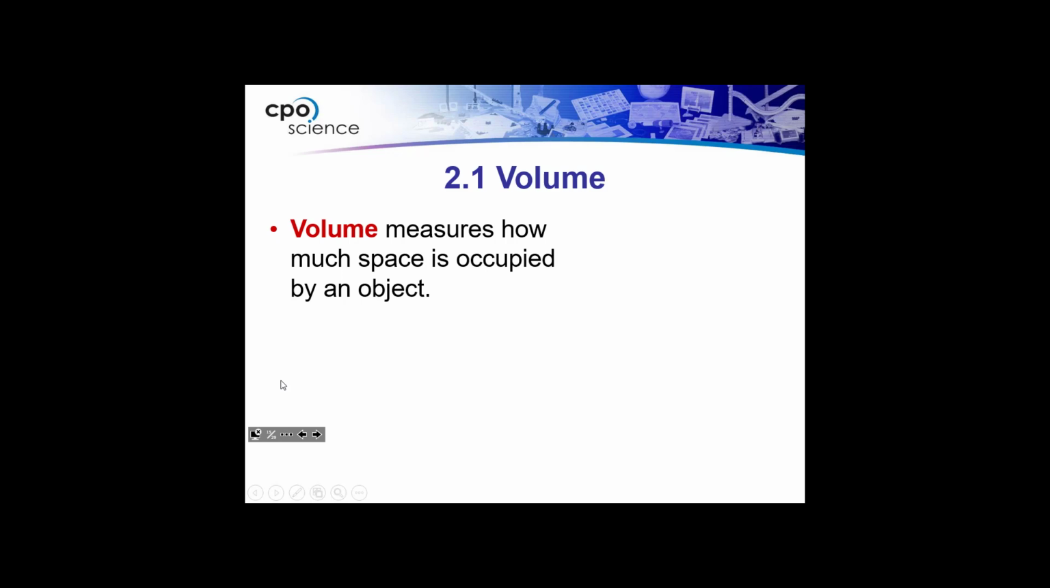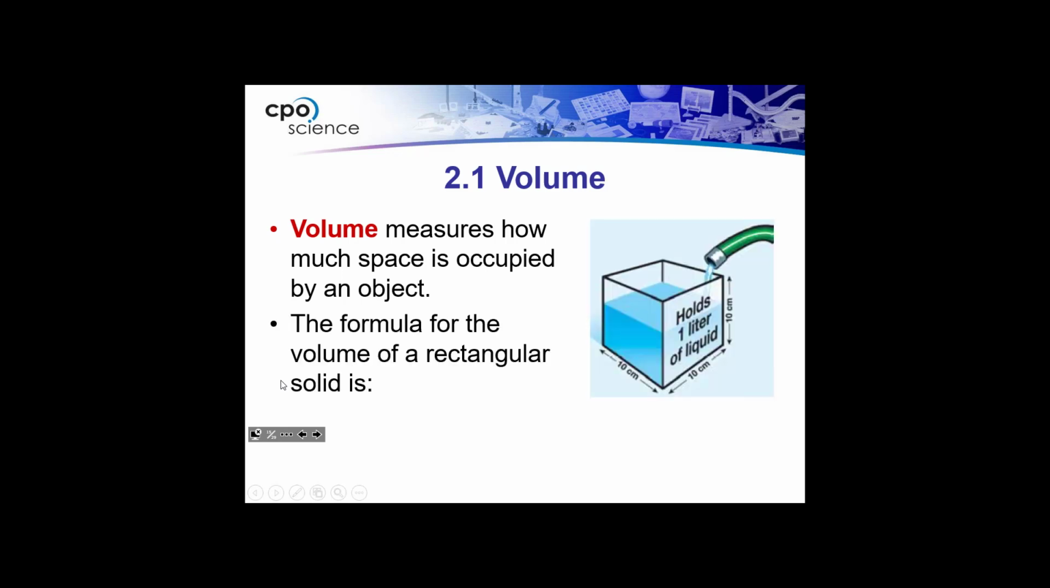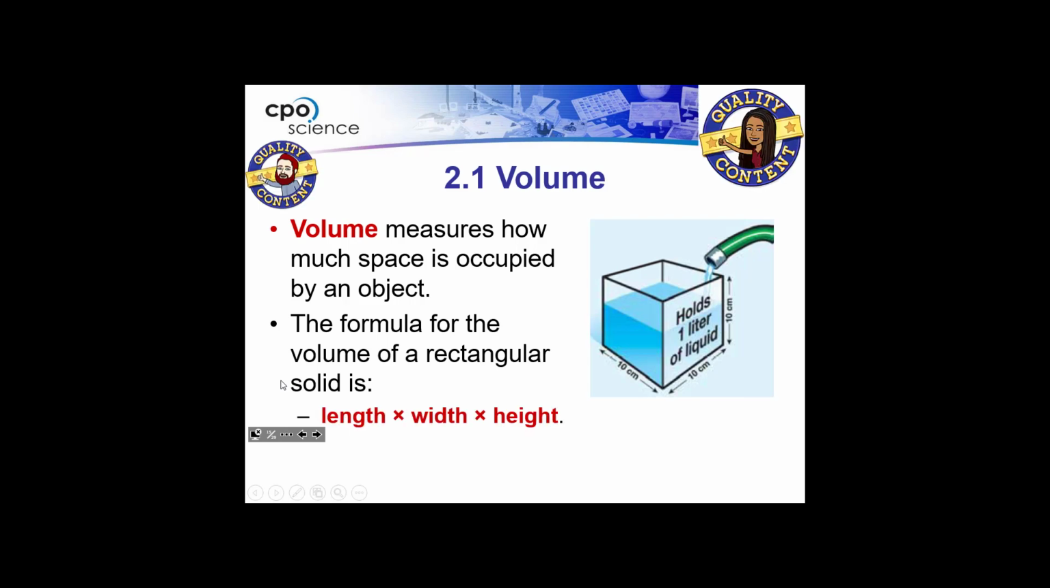Like we just said, volume measures how much space an object takes up. The formula for the volume of a rectangle, we probably know this, is length times width times height. So we have about 10 centimeters, 10 centimeters, and 10 centimeters. That would be 1,000 cubic centimeters for the volume of this cube. It's also known as 1 liter.